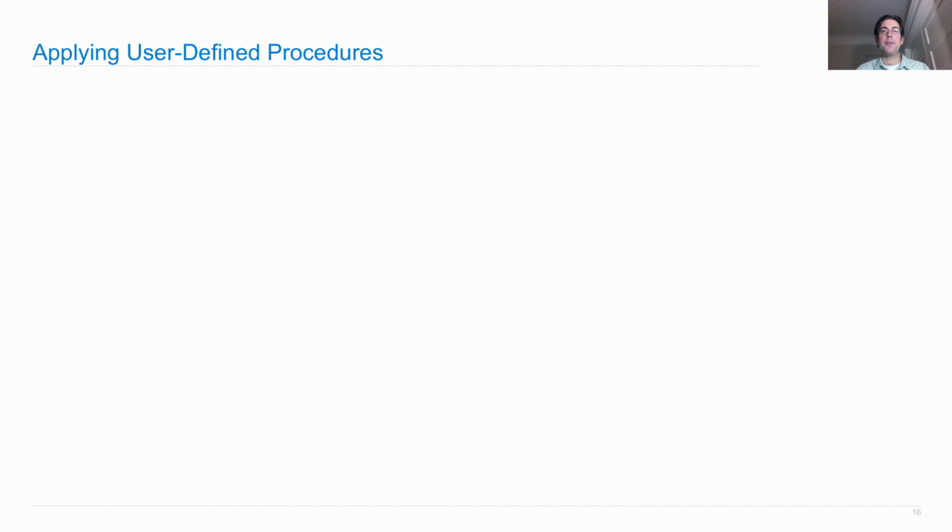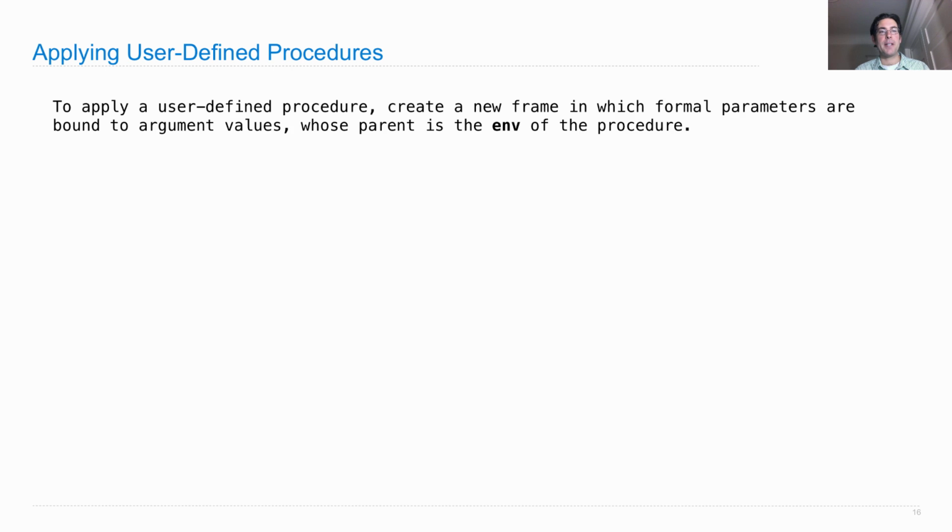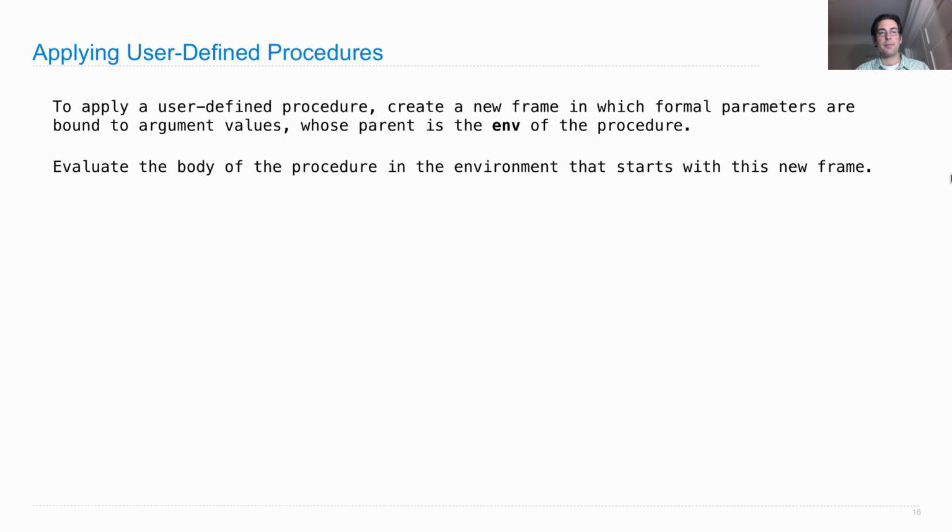Okay, so applying user-defined procedures is something we can do. We saw a demo of it in the very first video of this lecture. To apply a user-defined procedure, we create a new frame in which formal parameters are bound to argument values, whose parent is the environment of the procedure. And env here is an attribute of the procedure object that remembers the environment in which the procedure was originally defined. Okay, then we evaluate the body of the procedure in the environment that starts with this new frame.